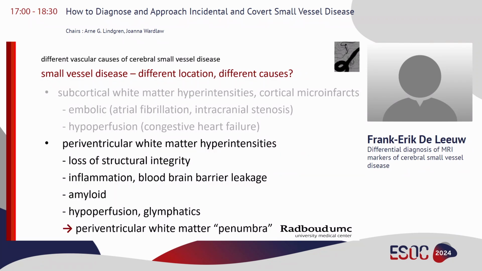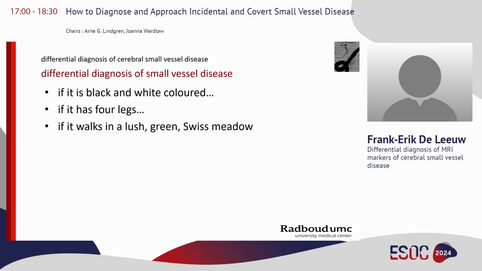To summarize some of the pathophysiological features of periventricular hyperintensities: there is a loss of microstructural integrity, some inflammation going on, blood-brain barrier leakage, amyloid plays a role, and novel concerns that you often hear about are hypertension and infections. All together, they constitute a vulnerable area surrounding the ventricles, the periventricular penumbra.